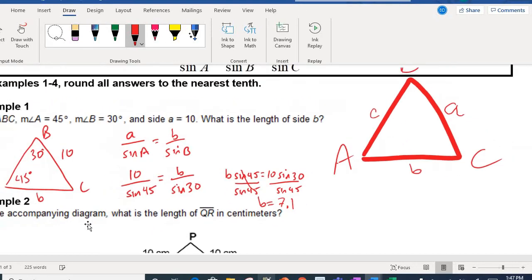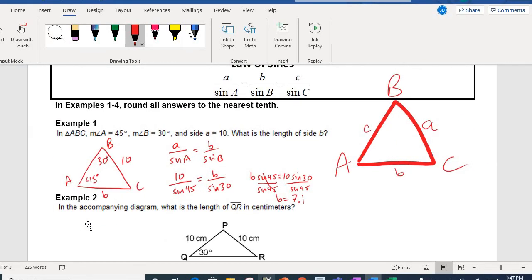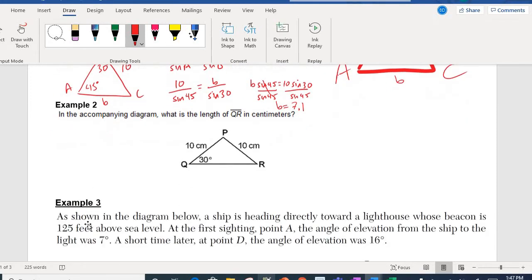All right? So that's how the law of sines works. Let's look at another example. Now, they didn't mention specific A's, B's, and C's in this case.